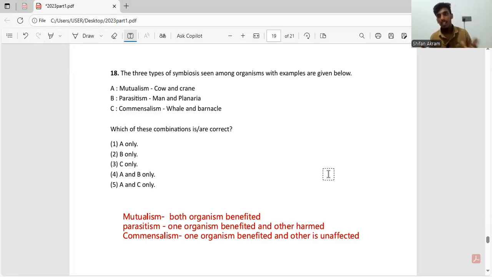So here the whale is unaffected, because the whale has done nothing. It's not benefited from the barnacle. So it is unaffected, but the barnacles are benefited. So this relationship is commensalistic. So the correct answer is C1.